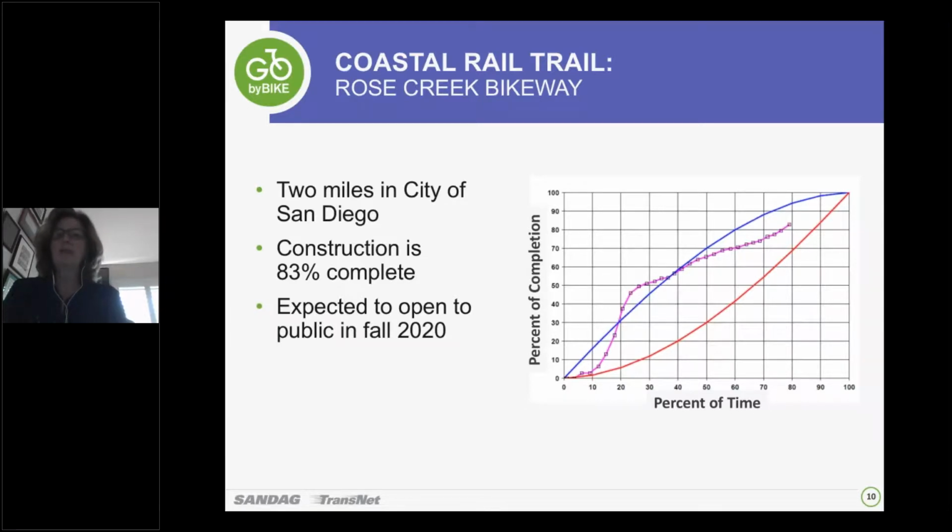And this chart, this is the famous banana chart, right? That gives you a relationship between the percent of time we're taking and how complete we are. Generally we want to stay within that banana curve. And you can see earlier on, we had some utility delays with some relocations, and that kind of popped us out of the banana curve a little bit, but we're making good progress now. And real happy to have this open this fall.